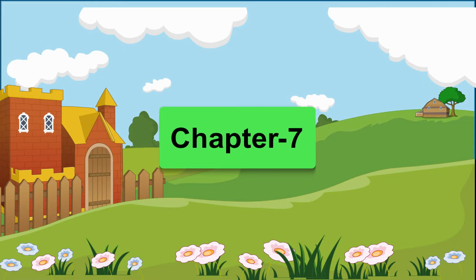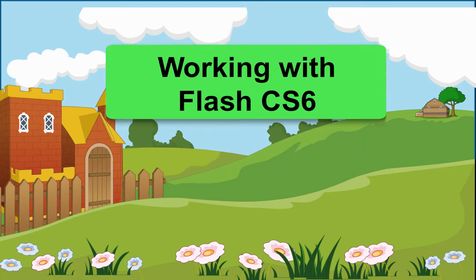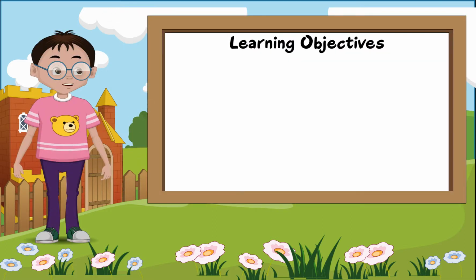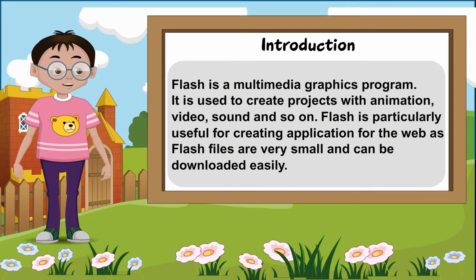Chapter 7 Working with Flash CS6. Learning Objectives: Introduction, Starting Flash, Components of Flash, Creating simple FLA files, Editing objects, Animation in Flash. Introduction: Flash is a multimedia graphics program. It is used to create projects with animation, video, sound, and so on.